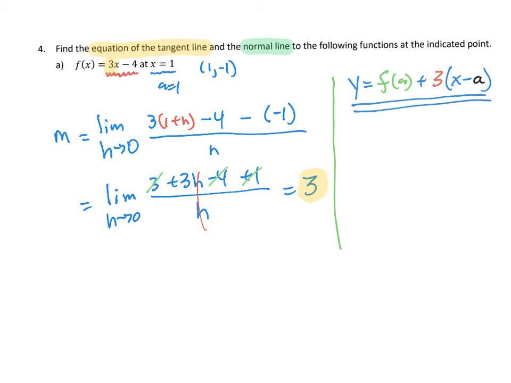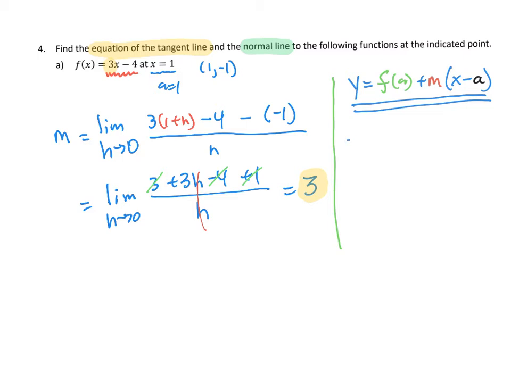It's just a calculus version of, oops, I wrote 3. This is going to be an m. We'll put 3 in later, but I want to show you the calculus version of this thing. So the calculus version is f of a plus m times x minus a. And we know all the pieces of this, so the tangent line is pretty straightforward.